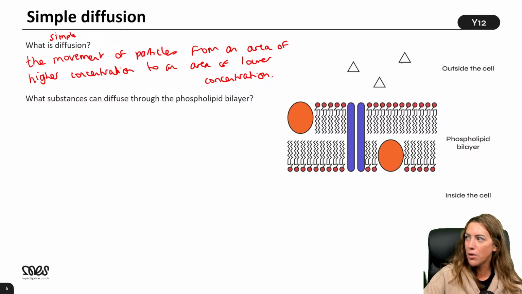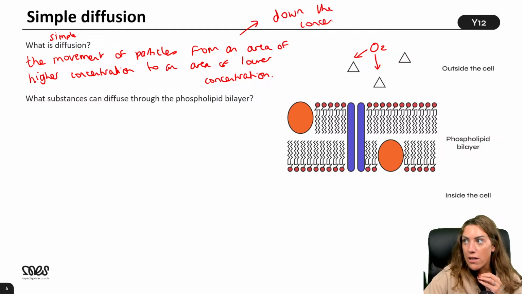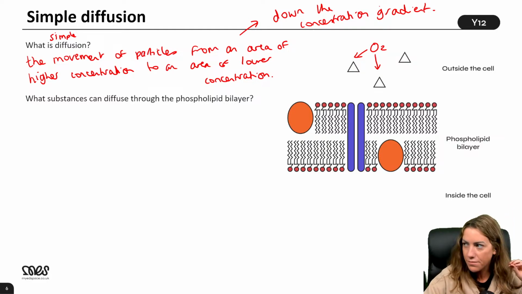So, for example, should we say this is oxygen, these little triangles? If we imagine this is oxygen, oxygen can just simply diffuse. It's going to go from a higher concentration to a lower concentration. Talia says, is it over a concentration gradient? What we say, Talia, is it's the movement down the concentration gradient, not over. Down, because you're going from high to low, right? So you're going down the concentration gradient.